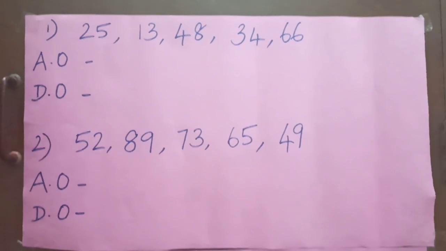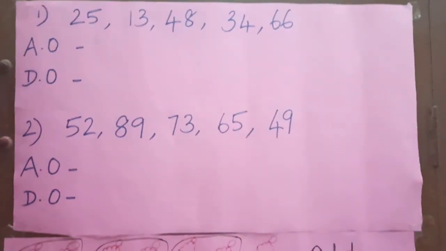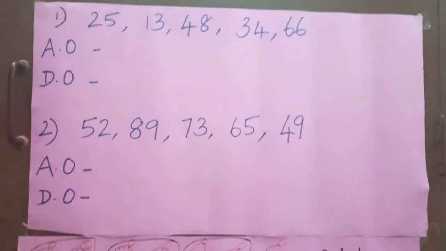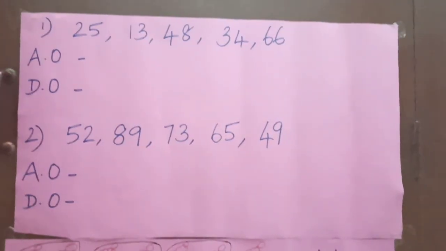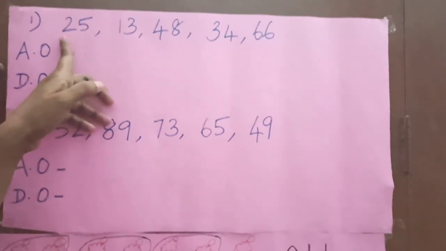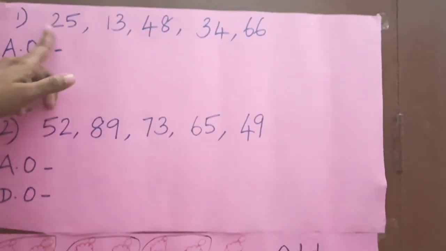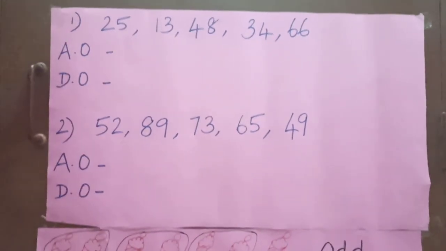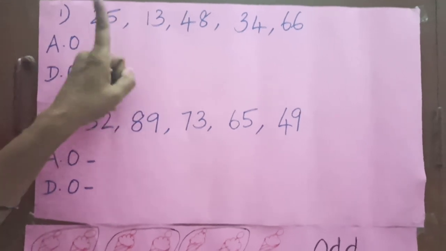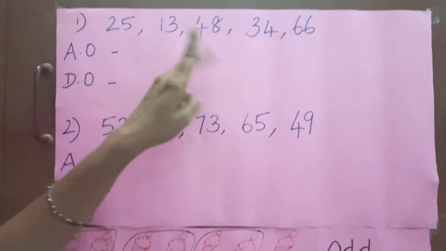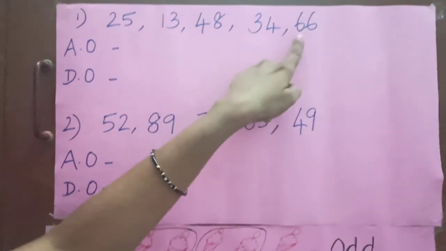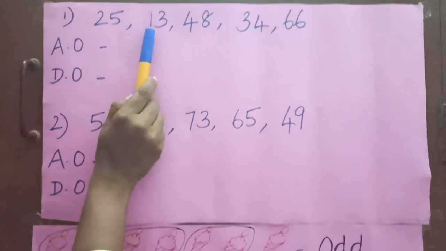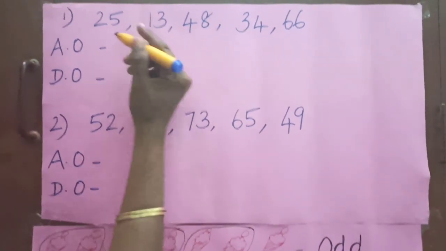What is meant by ascending order? Small to big. See here the sum. Which is the first small number? How will you check the numbers? We have to see the tens place. Here the tens place is 2. Here the tens place is 1. Here 4, 3, 6. Okay, children. So which is the smallest number? 13. So I am taking the first smallest number.